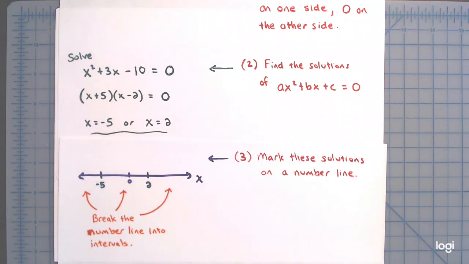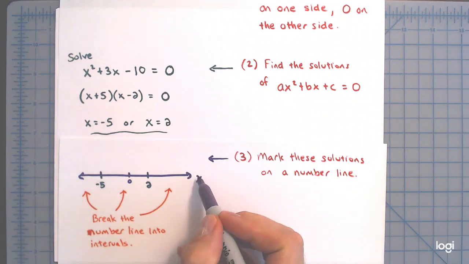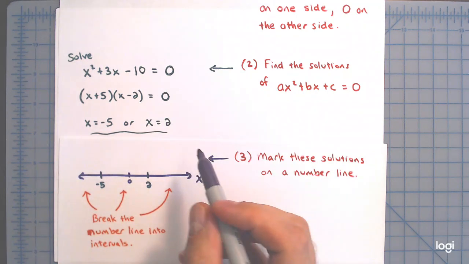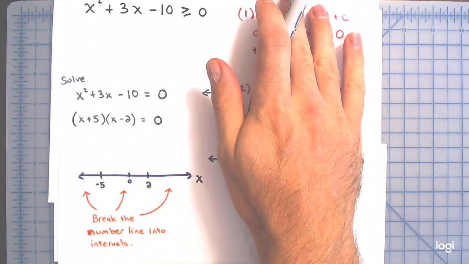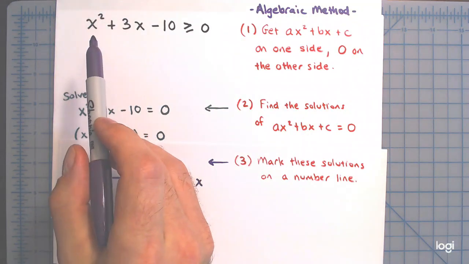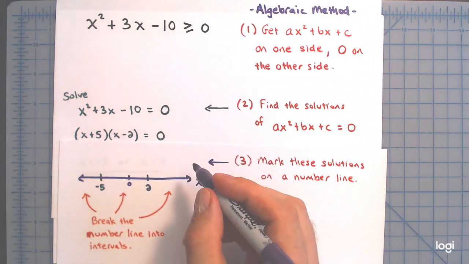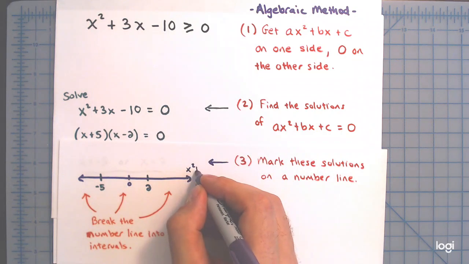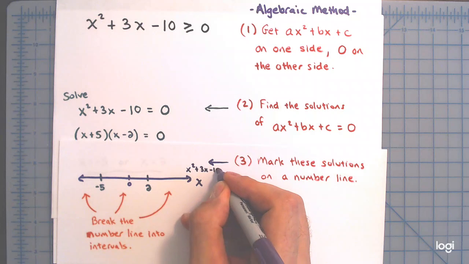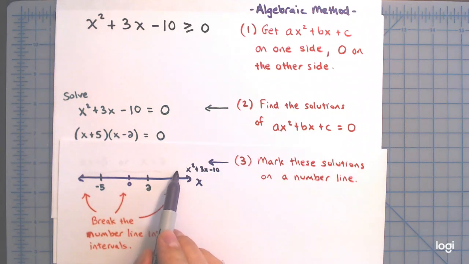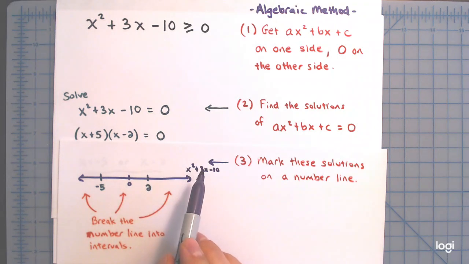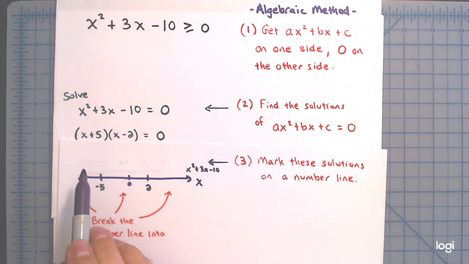Now something I like to do is, above the number line, write the expression that we had on the one side of the inequality symbol, the x squared plus 3x minus 10. I'll write that above the number line. And what we're going to mark off up here is the value of this expression at certain x values, at certain inputs.